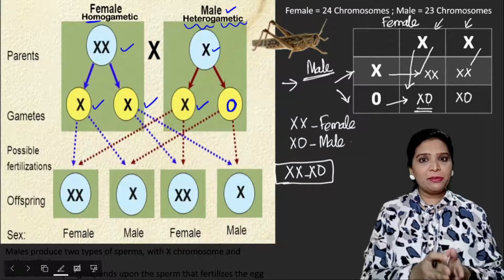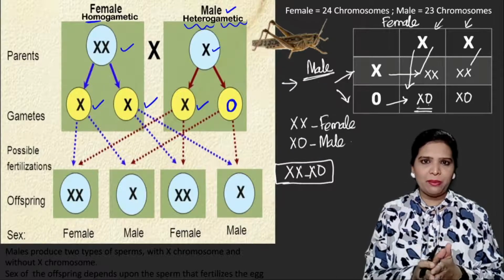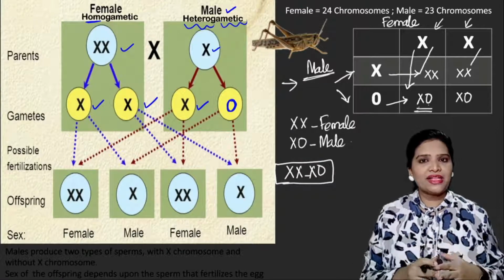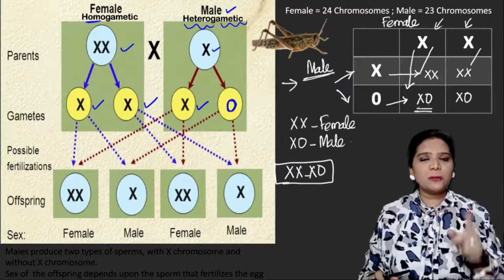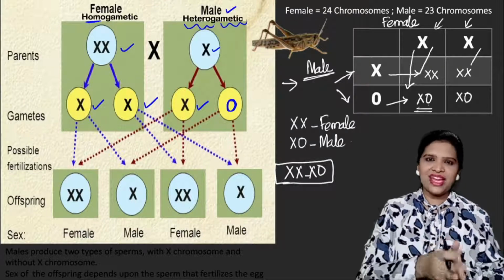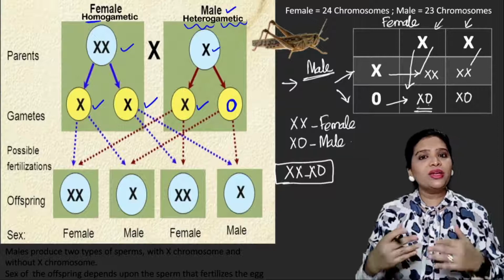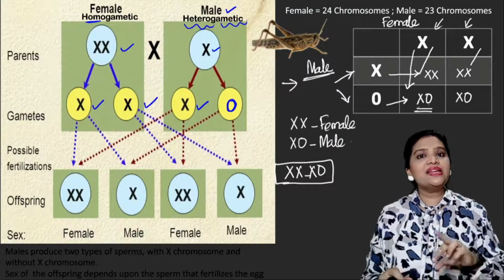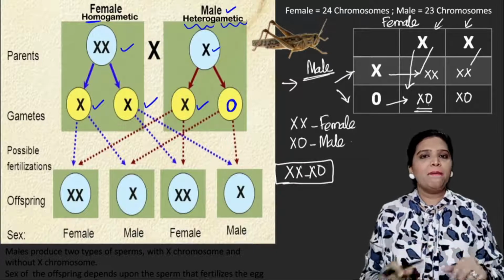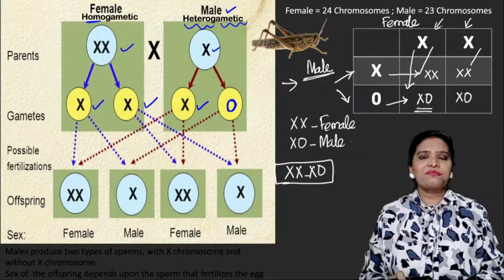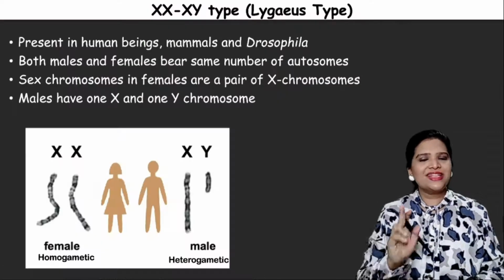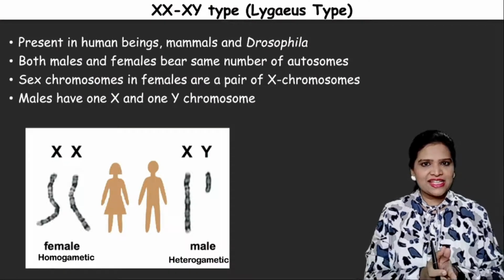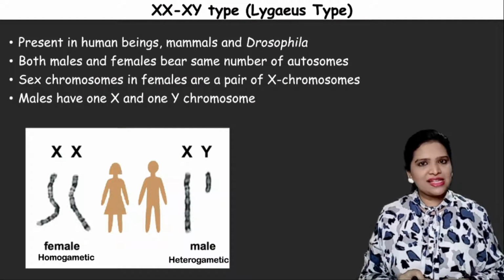Here the female produces the same type of gametes. Females are homogametic, whereas male produces two types of gametes. One gamete with X chromosome and one gamete without any X chromosome. So the combinations of this male with the female result in the formation of male and female individuals. Understand? Now let us move on to the second category, that is XX, XY type of sex determination.